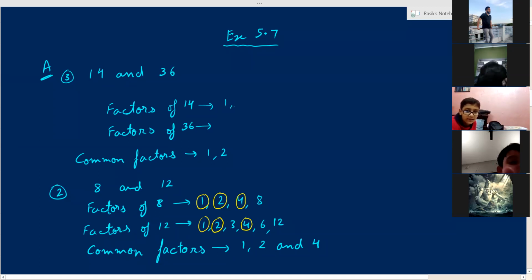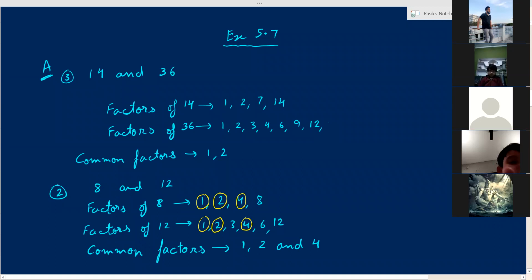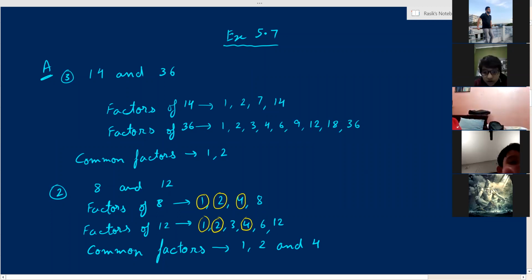So the factors of 14 are 1, 2, 7, 14. These are the factors of 14. Factors of 36: 1, 2, 3, 4, 6, 9, 12, 18, 36. There are 9 factors of 36.